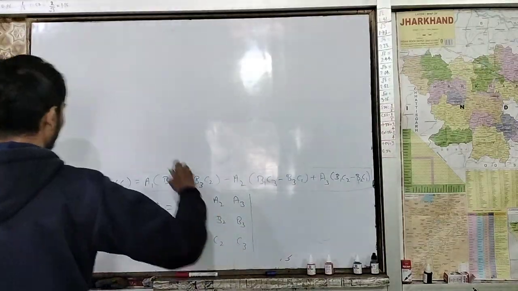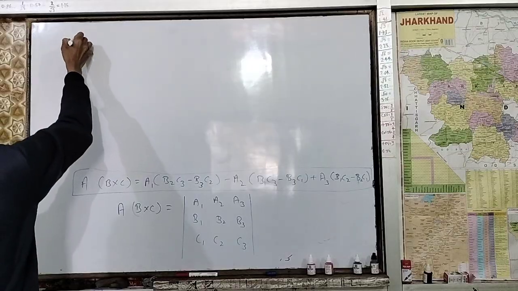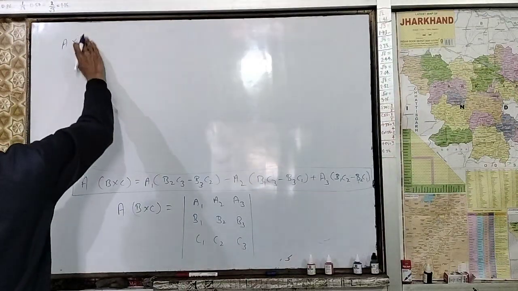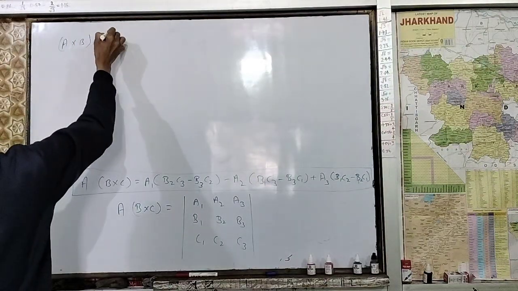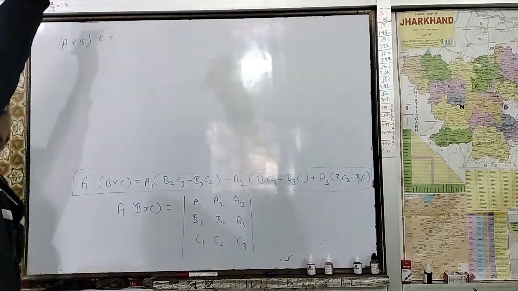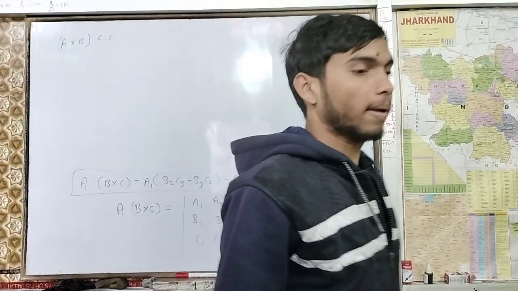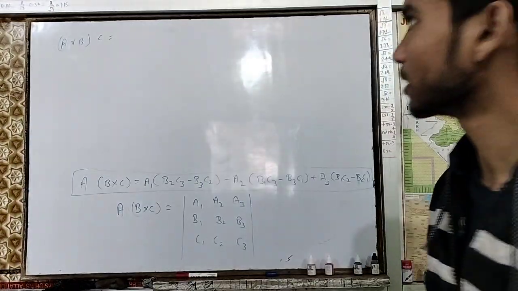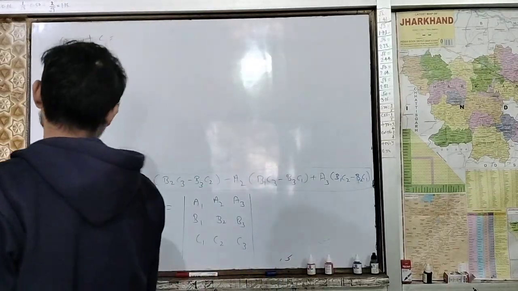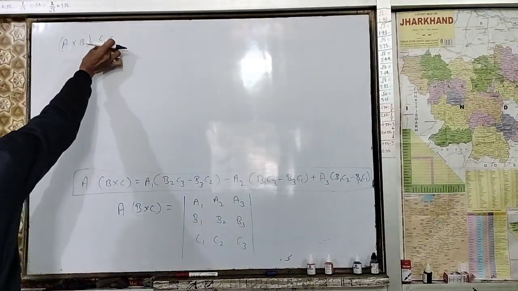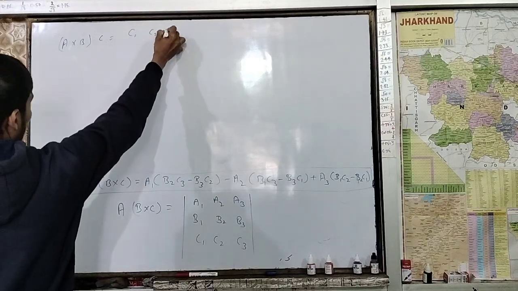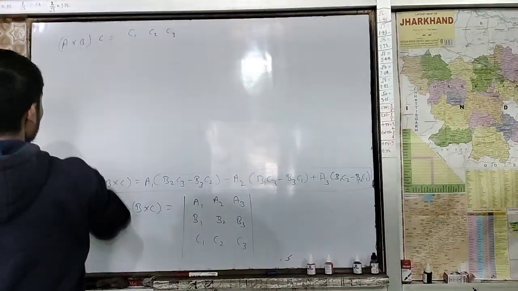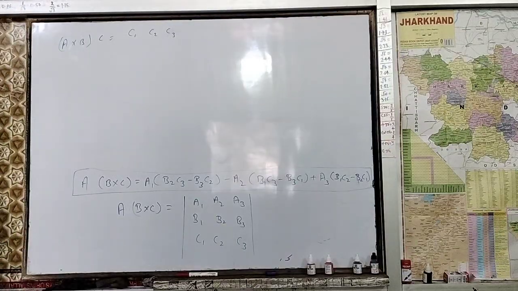What if the question says A cross B dot C? In that case, here you can see this dot will come first. So C1, C2, C3. Then we have B.